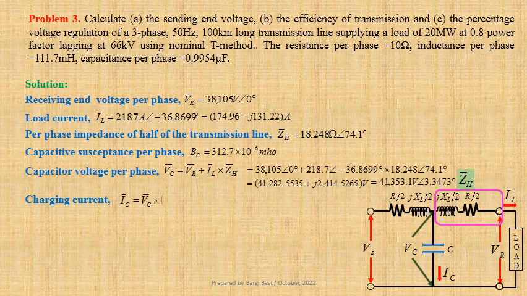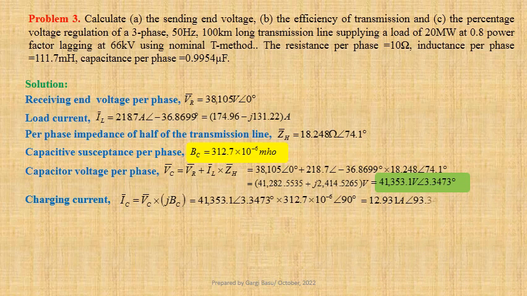Now we shall calculate capacitor charging current. IC equals Vc into J times BC. Using values we get 41,353.1 at an angle 3.3473 degree into 312.7 into 10 to the power minus 6 at an angle 90 degree. That gives us 12.931 ampere at an angle 93.3473 degree. This may be written in Cartesian form as minus 0.755 plus J times 12.91 ampere.